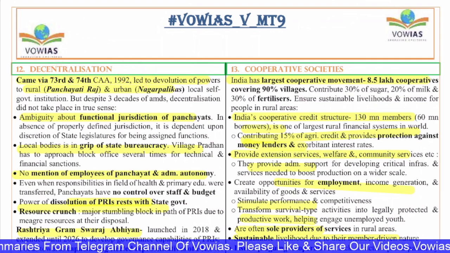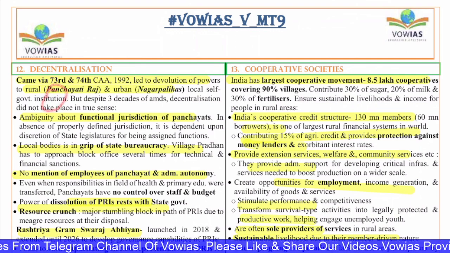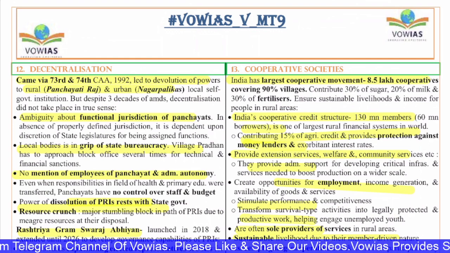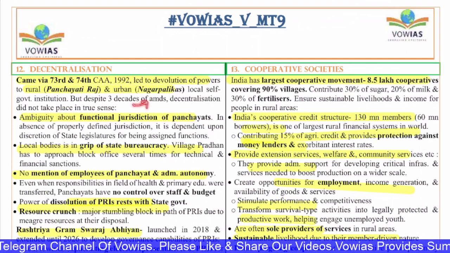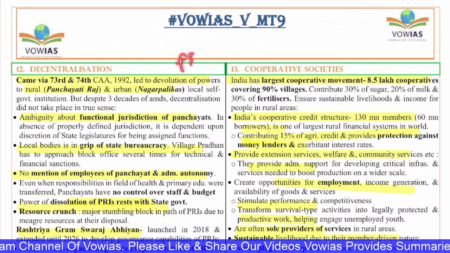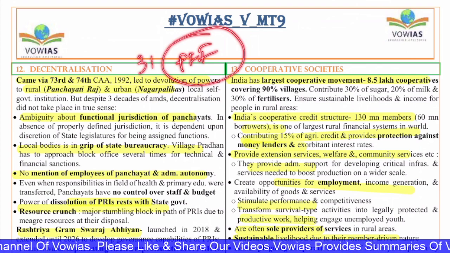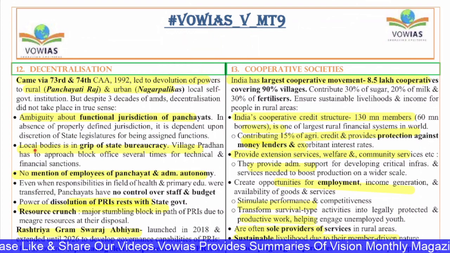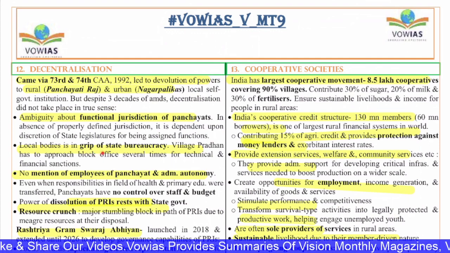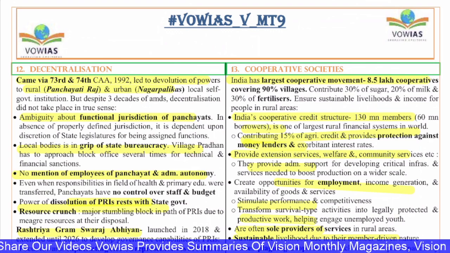But despite 3 decades of the amendments, decentralization did not take place in the true sense. Funds, functions, and functionaries are still an issue, the 3F problem. There is ambiguity about the functional jurisdiction of panchayats. In the absence of properly defined jurisdiction, it is dependent upon the discretion of the state legislature for assigning functions. The local bodies are in the grip of state bureaucracy, and the village pradhan has to approach the block office several times for technical and financial sanctions.